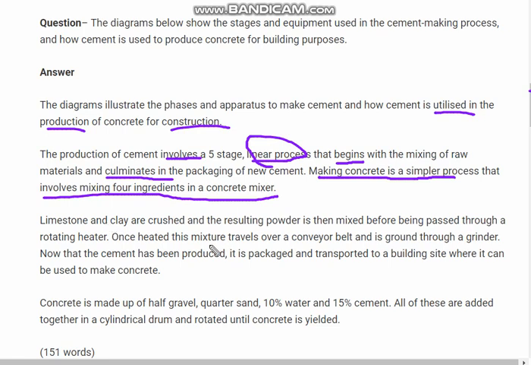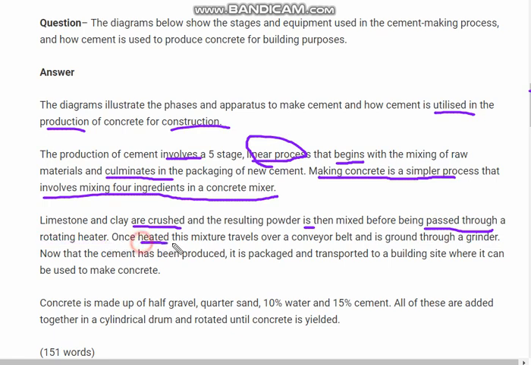So as I said, it is passive voice. Just look at whether it is plural. If it's plural, are crushed. If it's not, is crushed. And the resulting powder is then mixed before being passed through a rotating heater. So you can see that you don't have to know that.